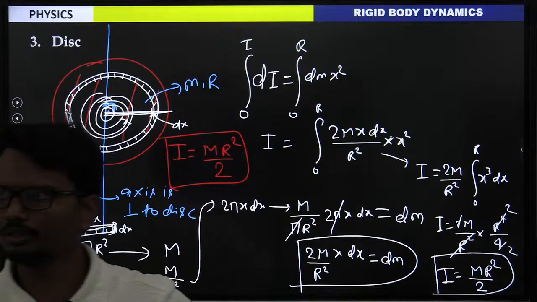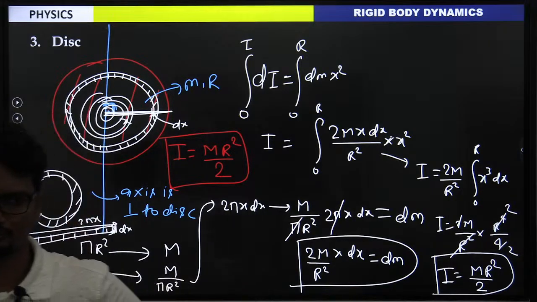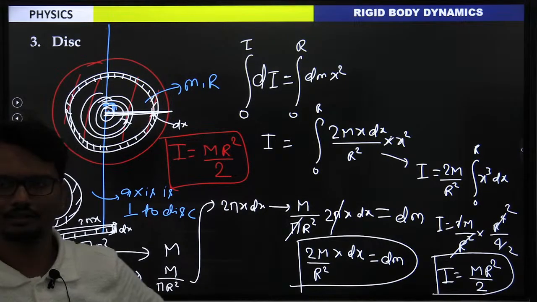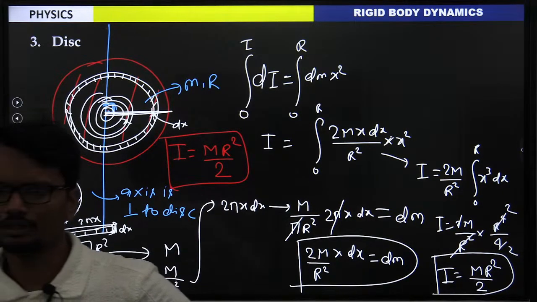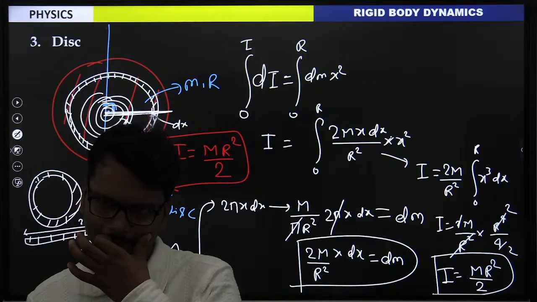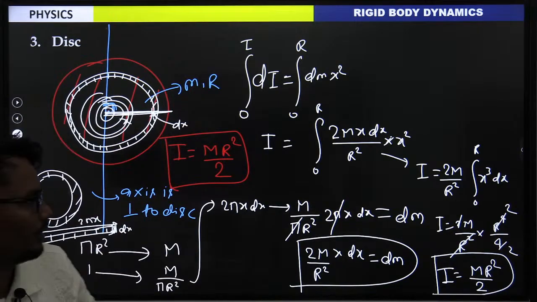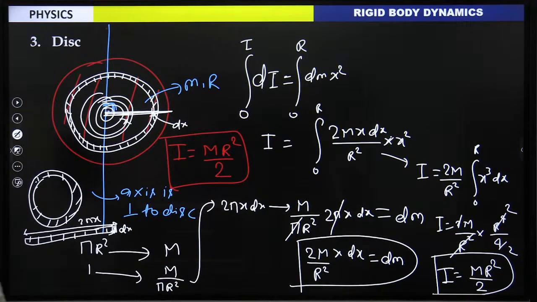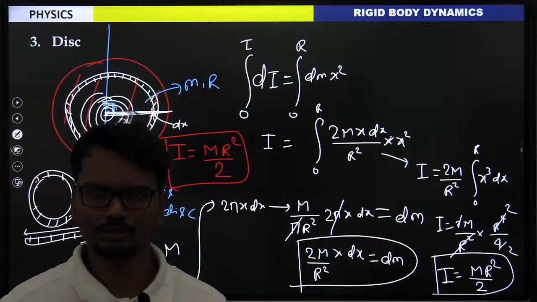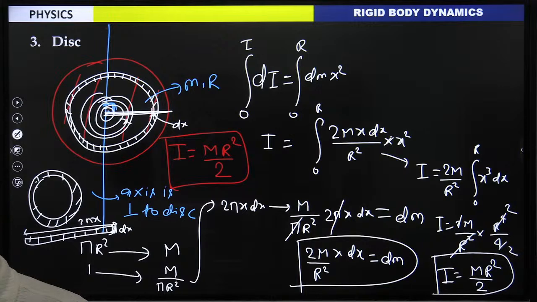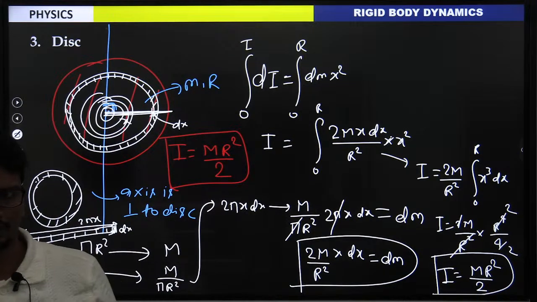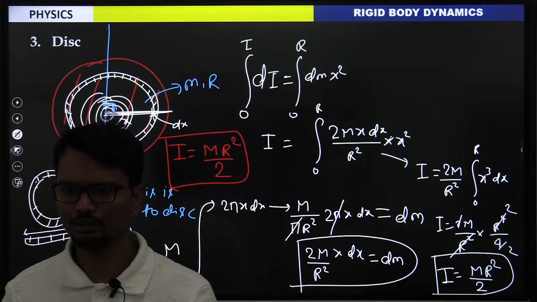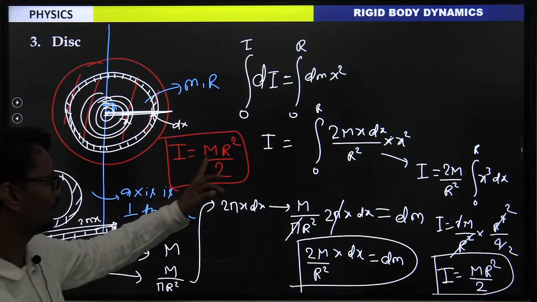This is the moment of inertia of the disc about the axis passing through the center of the disc and perpendicular to the disc. For a disc having mass m and radius r, the moment of inertia is I equal to m r square upon 2.